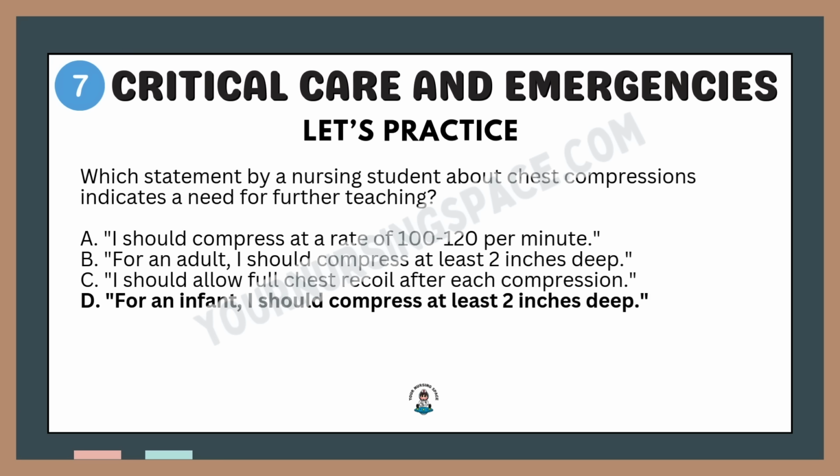The answer is D. For an infant, I should compress at least 2 inches deep. Infant compression should be 1.5 inches, 4 centimeters deep, not 2 inches. The other options correctly state the recommended CPR guidelines: 100 to 120 compressions per minute, full chest recoil, and at least 2 inches depth for adults.